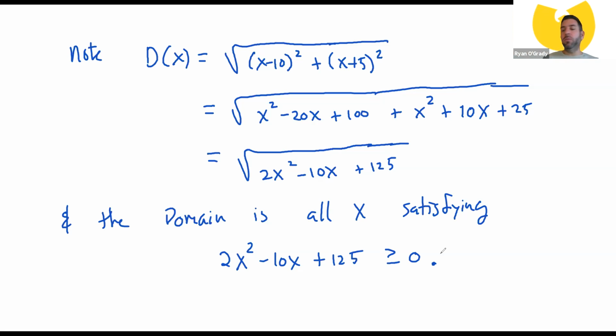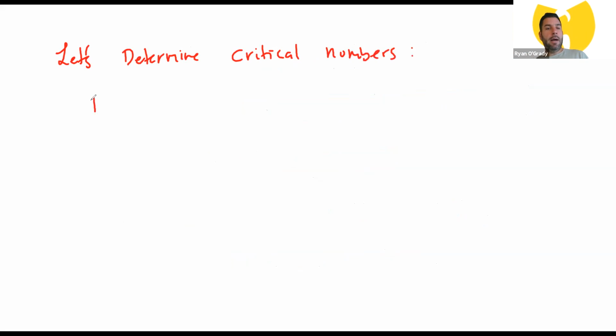Okay, so what we need to do is reason that this thing does have a minimum, and think about how we're going to do it. So to determine the minimum, let's determine the critical numbers. These are our candidates for the minimum. So these are the solutions to the derivative equaling 0.